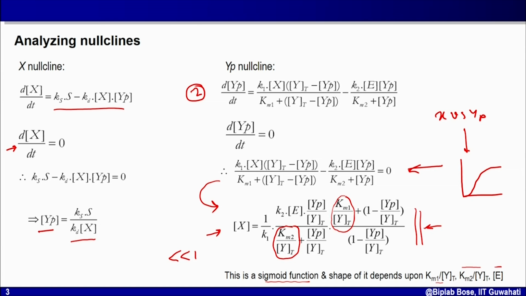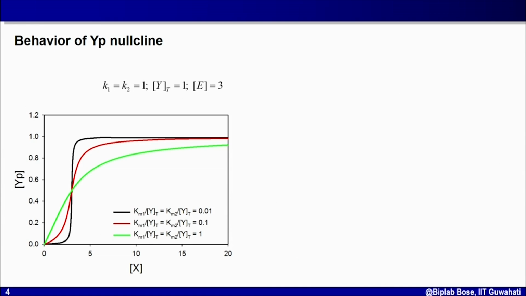We will now draw these two null lines in the phase plane, X versus Yp, and try to see the behavior. Let us start with the Yp null line. As I said, the Yp null line will be a sigmoidal function from the Yp null line that we have algebraically calculated. So I have X on the horizontal axis, Yp on the vertical axis, and I will have a sigmoidal function. For example, when I take Km1 by Yt and Km2 by Yt equal to 0.01, this is much smaller than 1. Then we get a sharp sigmoid like this black line.